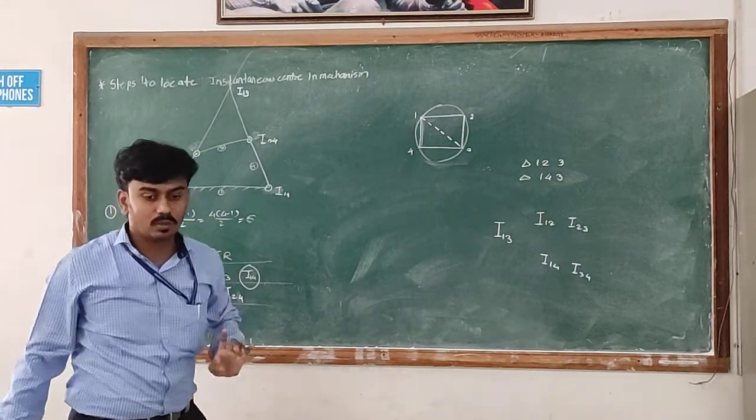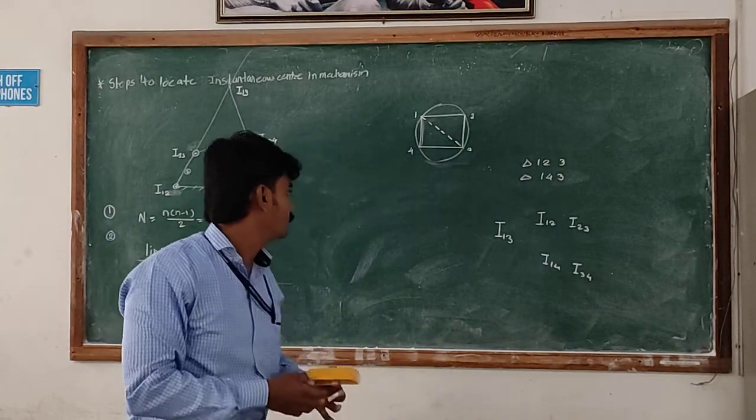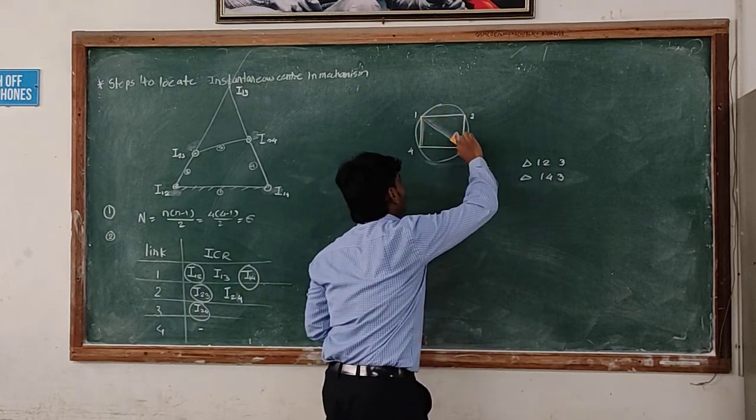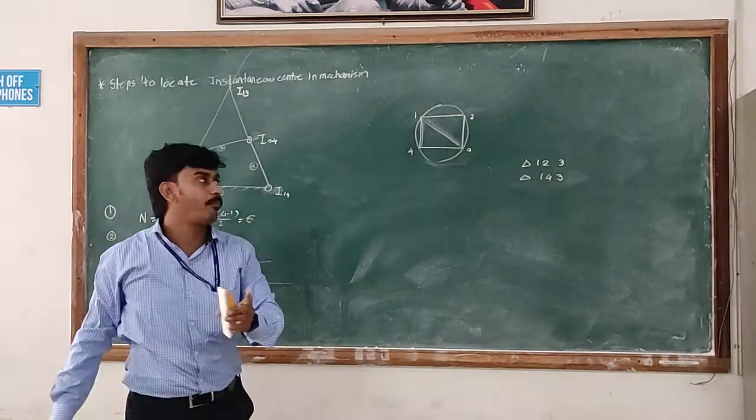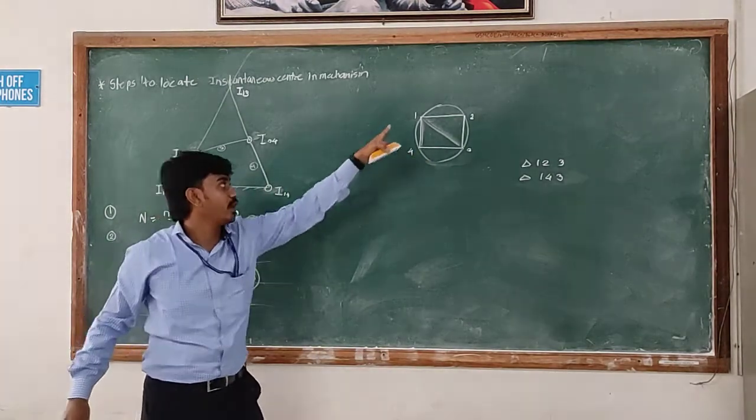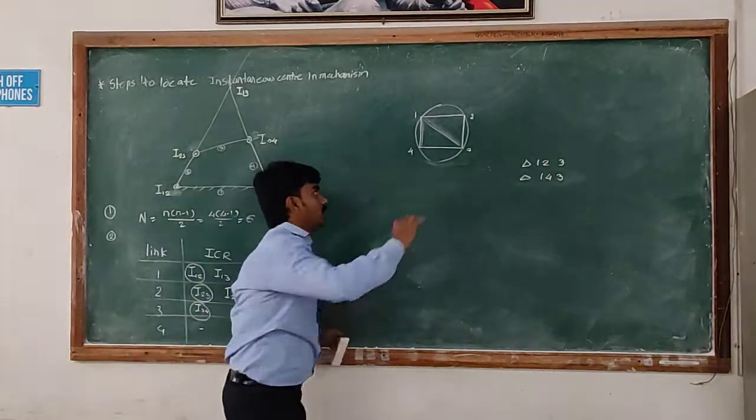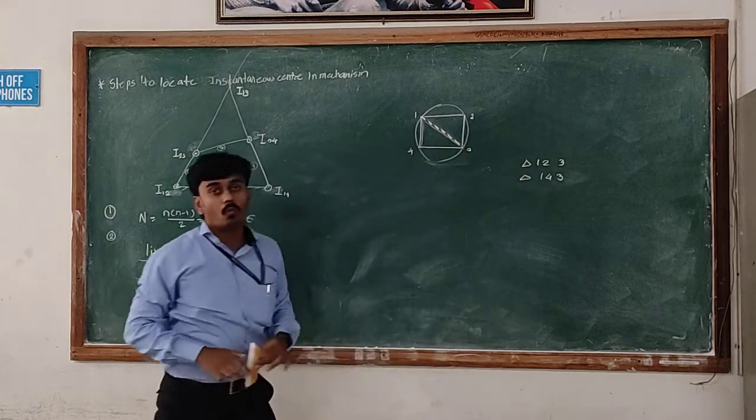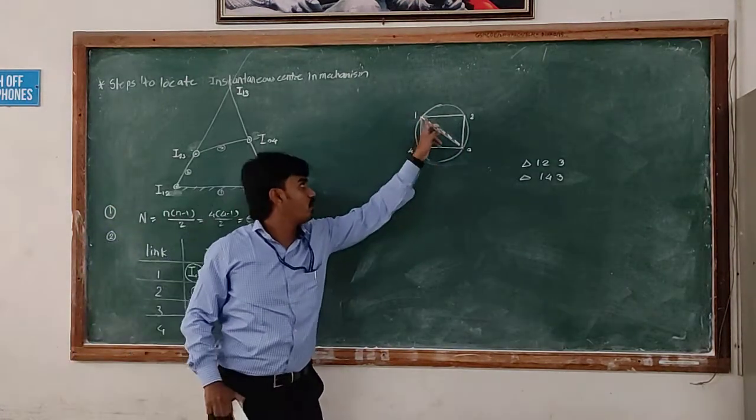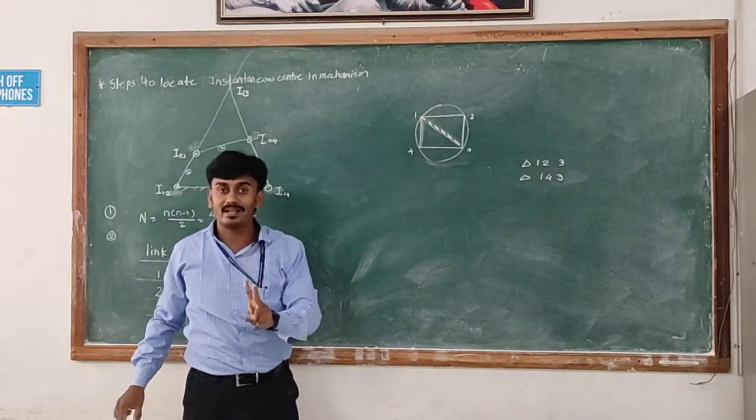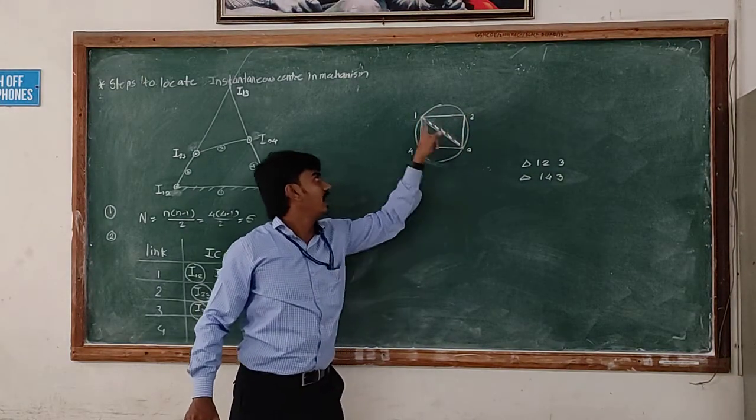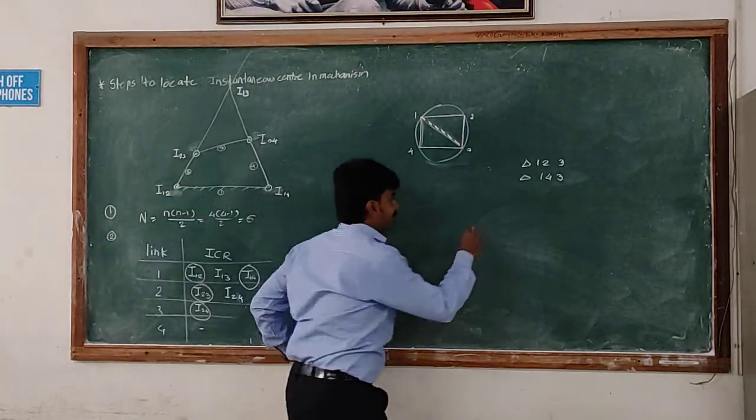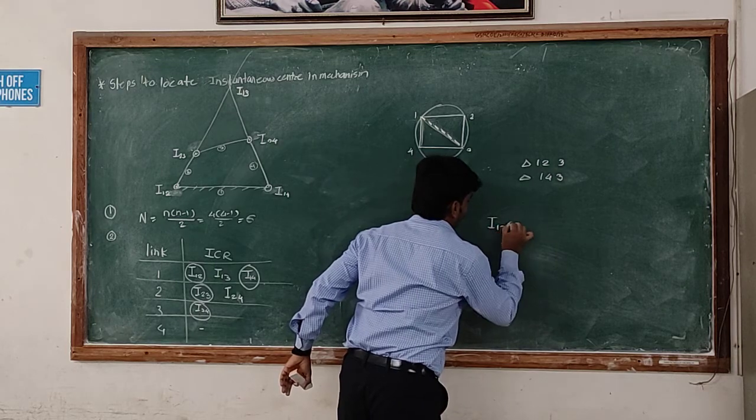Let's see here. I will explain once again. To obtain the ICR 1 3, join the points on this diagram. Join the points 1 and 3 by a dotted line. Once we join the points 1 and 3, we will get the two triangles, that is triangle 1 2 3 and triangle 1 4 3.